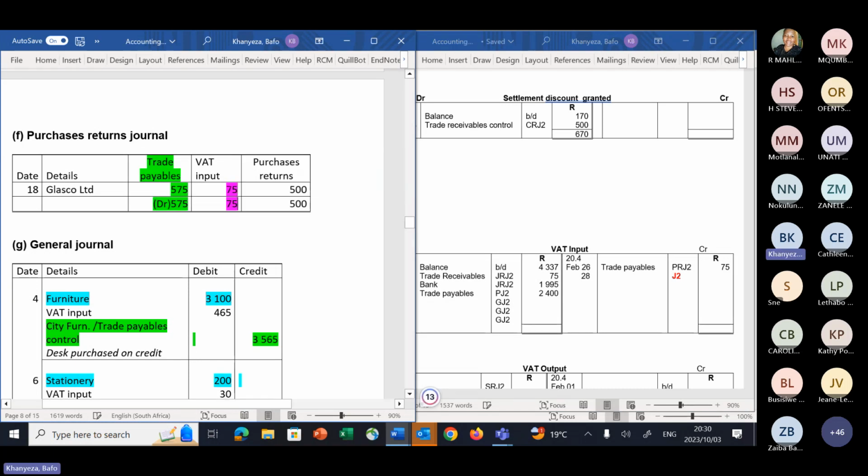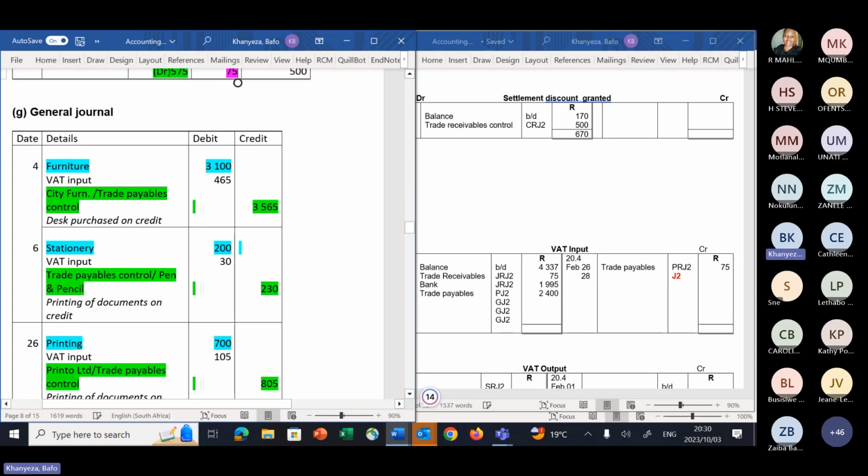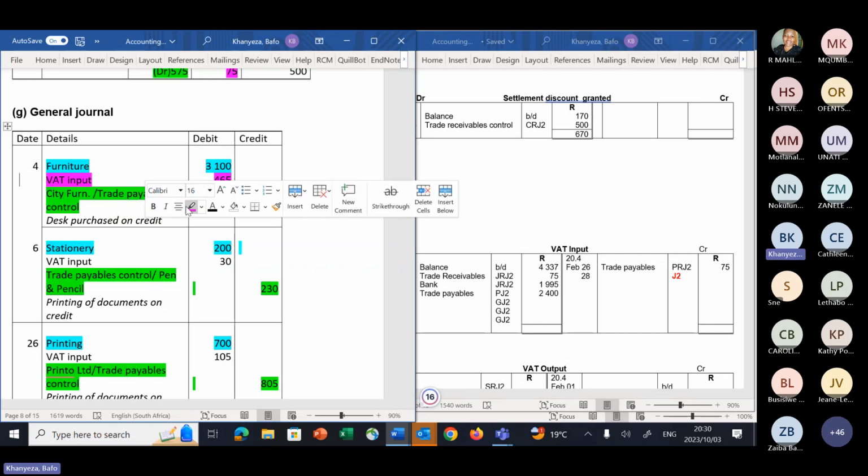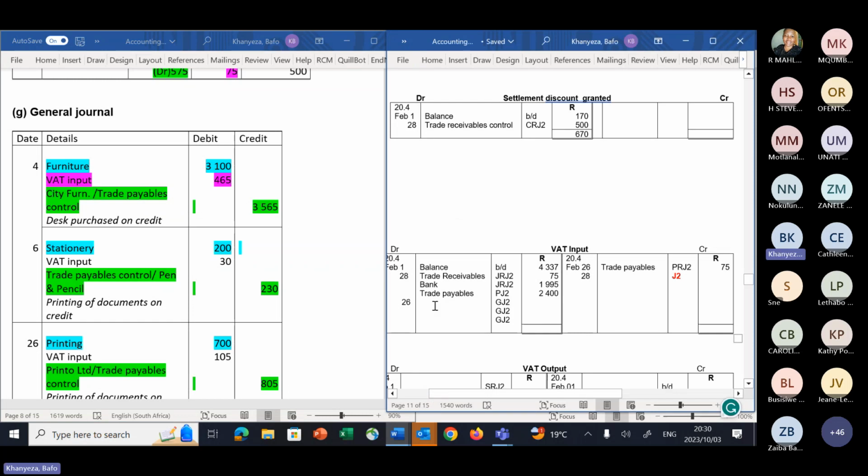Then you go down. Here are VAT inputs. They're already on the debit side anyway, which is the general journal. There is this. So they will claim for it. What is the contra account here? It's trade payables. This is the contra account here. So what is this contra account of trade payables? It's gonna be 465.